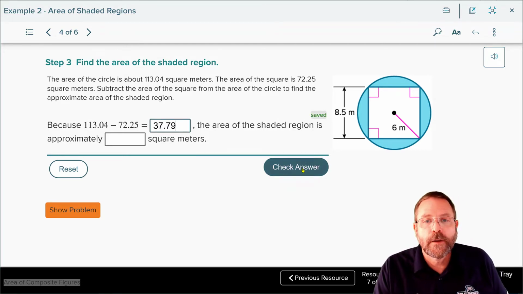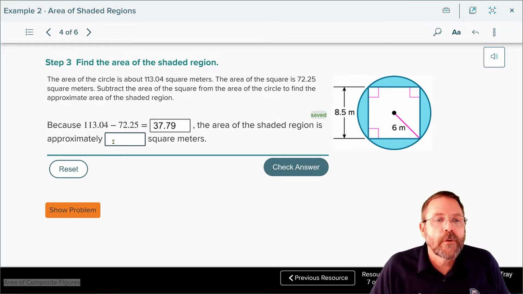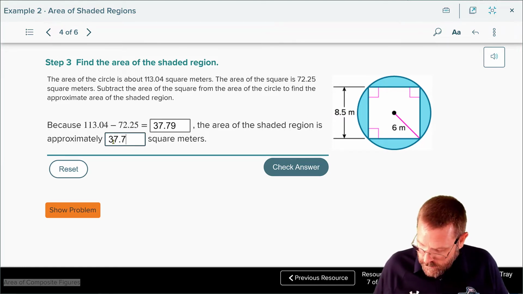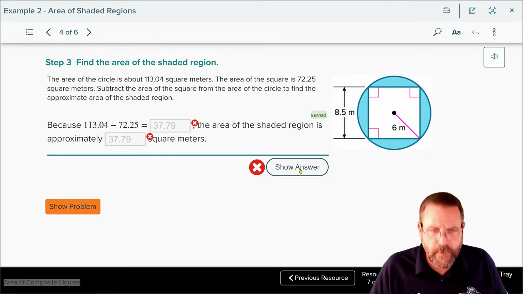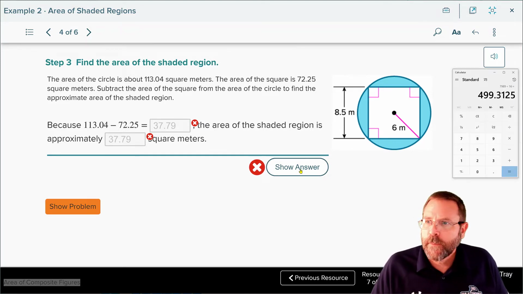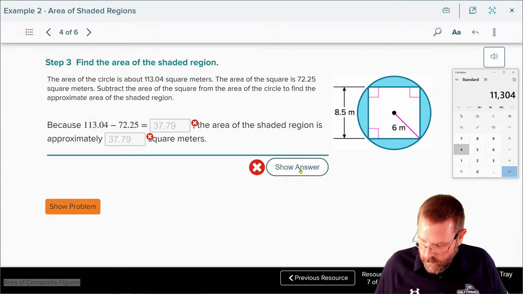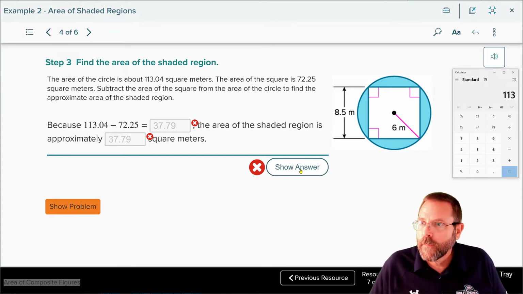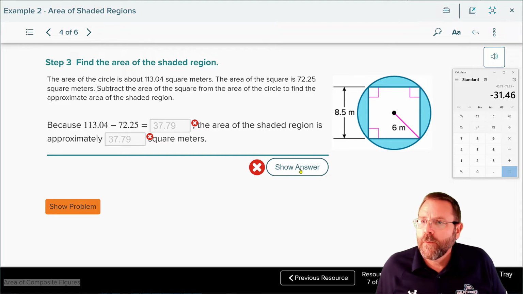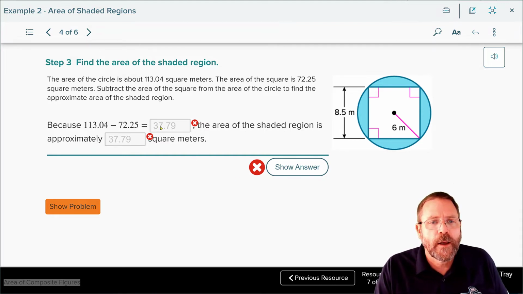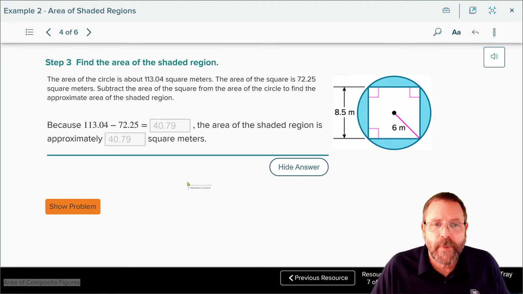37.79. And check. Oh, hold on. And then therefore we're going to put our 37.79 here as well. And somewhere I did a mathematical boo-boo. Let's check my work by taking 113.04 minus 72.25, and whoops, it was 40.79. Not sure how I got that far off. 40.79 it is. Totally my bad.